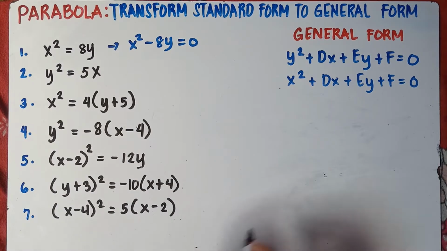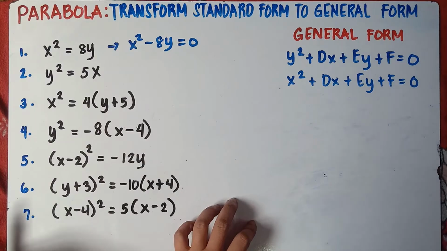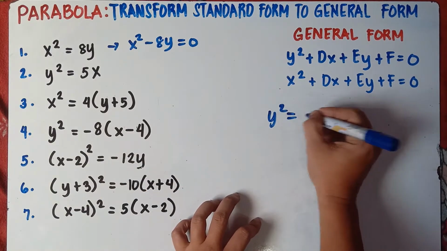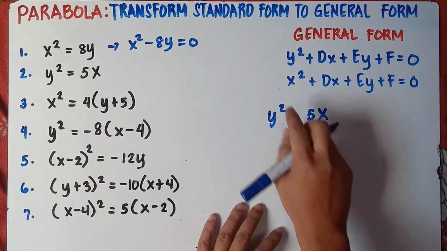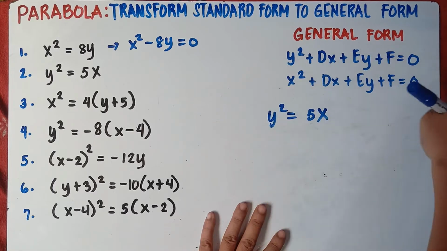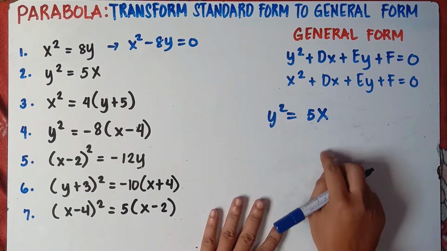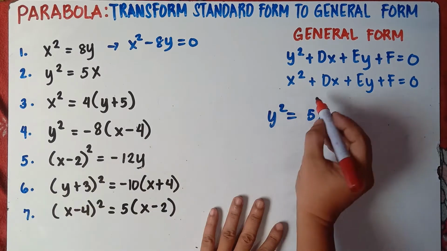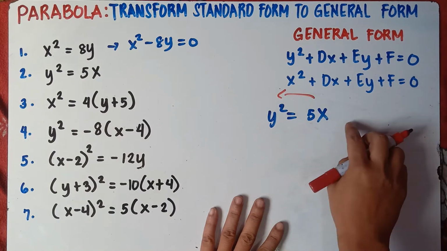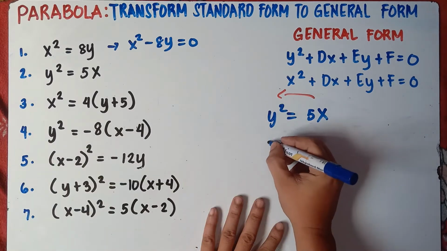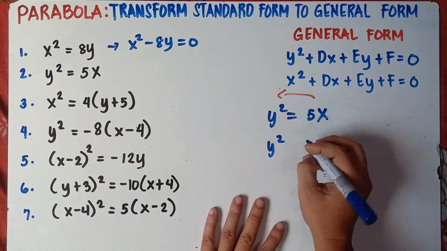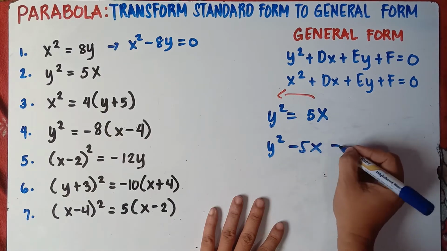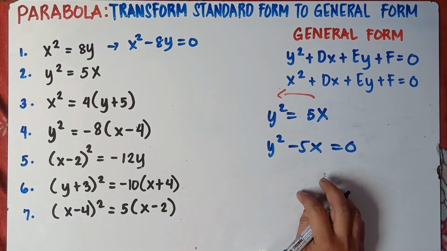Easy, right, for number 1. So y squared equals 5x. Once again, we have this equation, y squared. So just simply transpose 5x from right to left because we need to have equals 0 on the right side. So this will be y squared. This is positive, it will be negative 5x equals 0. That's it, class.